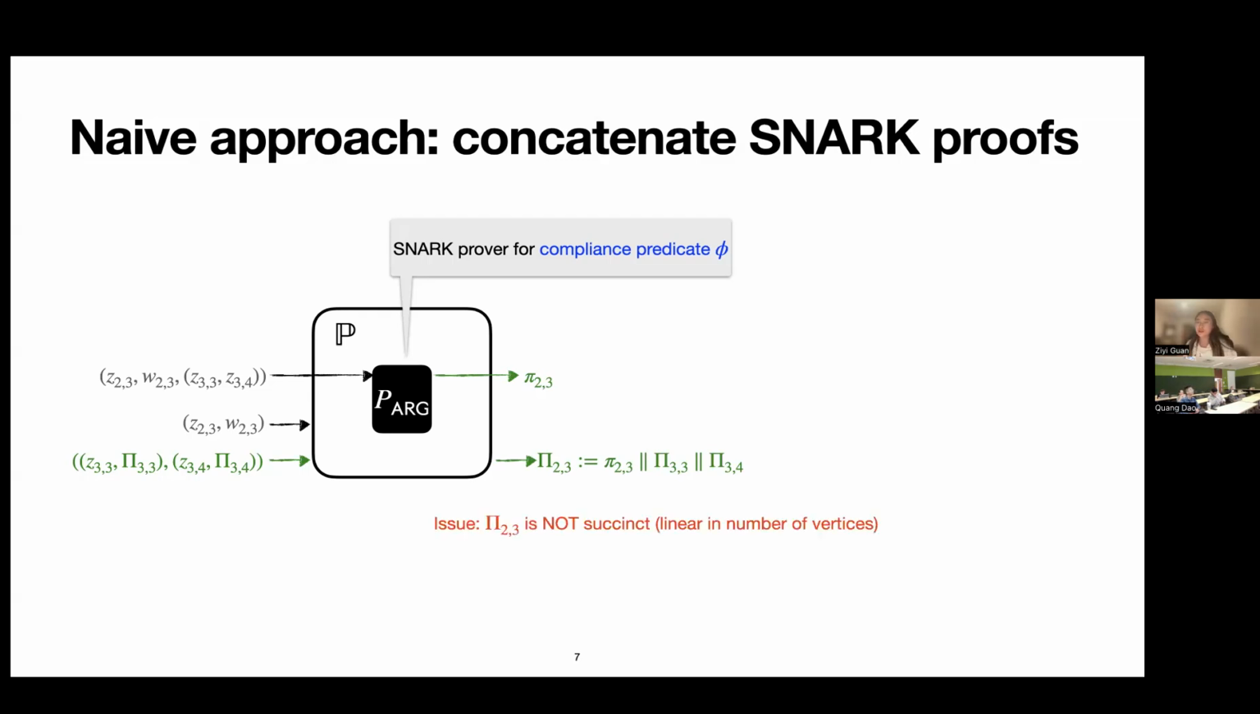But the issue here is that this big pi 2-3 is not succinct. It grows linearly in the number of vertices in this subtree. And when the tree is even reasonably large, the verifier has no way to efficiently verify the proof, because reading the proof is going to take a very, very long time. So this doesn't work.